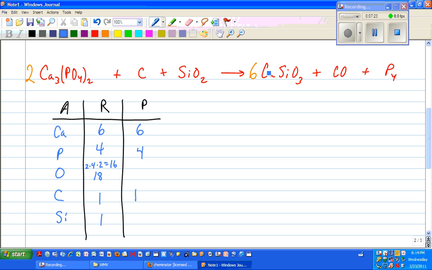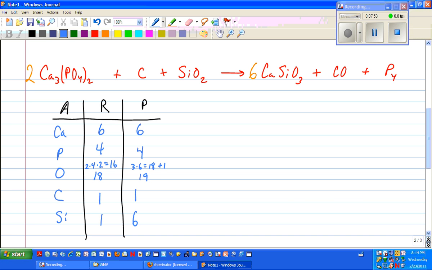So I'm going to go ahead and count these up now. I've got 6 calciums, 6 times 1. I've got 6 silicons, 6 times 1 gives me 6. And then I've got 18, because I got 3 times 6 is 18, plus another 1 gives me 19 oxygens. Not real pretty, but we'll see what happens. Hopefully those will get fixed up.